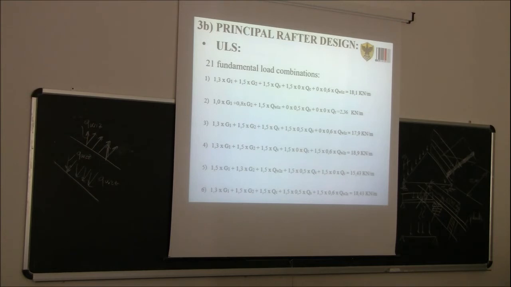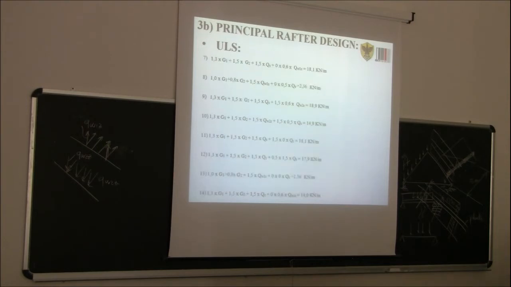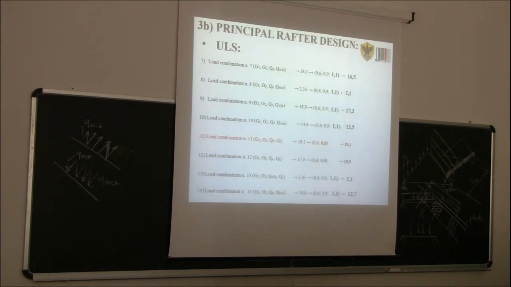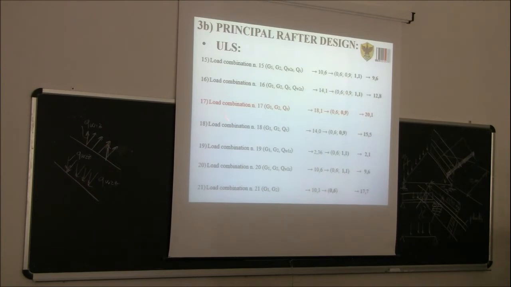So, then we calculate the different load conditions, we set the different values. And then we do the ratios with the different K-modes. So if you look at the values that we find, which are 16.5, 17.2, 20.1. So load condition number 11, which should be the same as yesterday, is 20.1. And load condition number 17, so G1, G2 and QS, again 20.1.